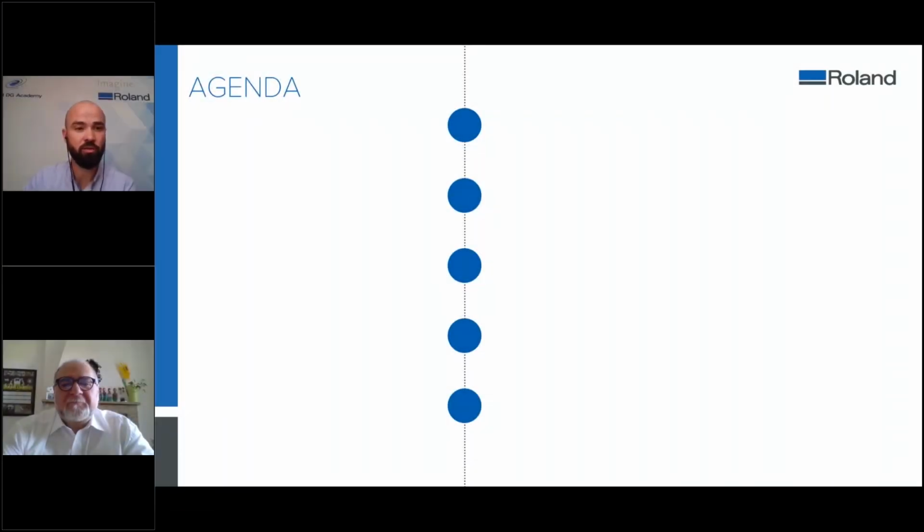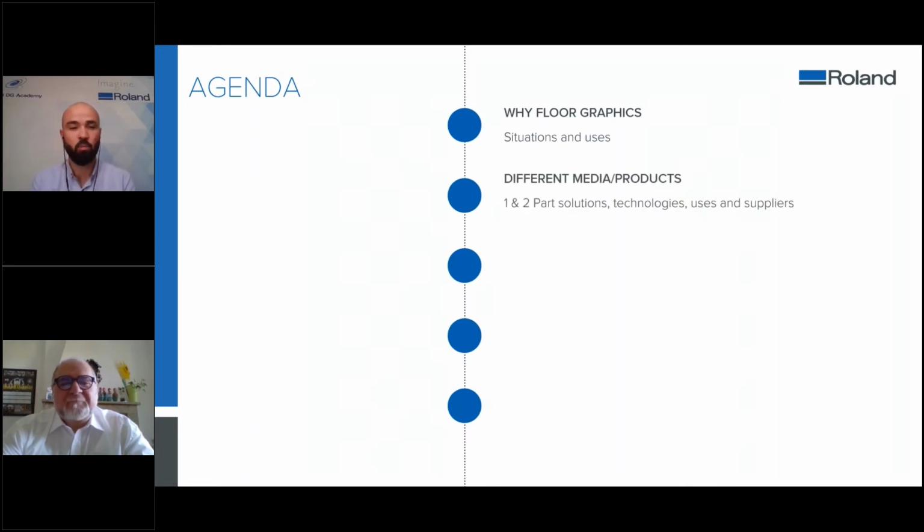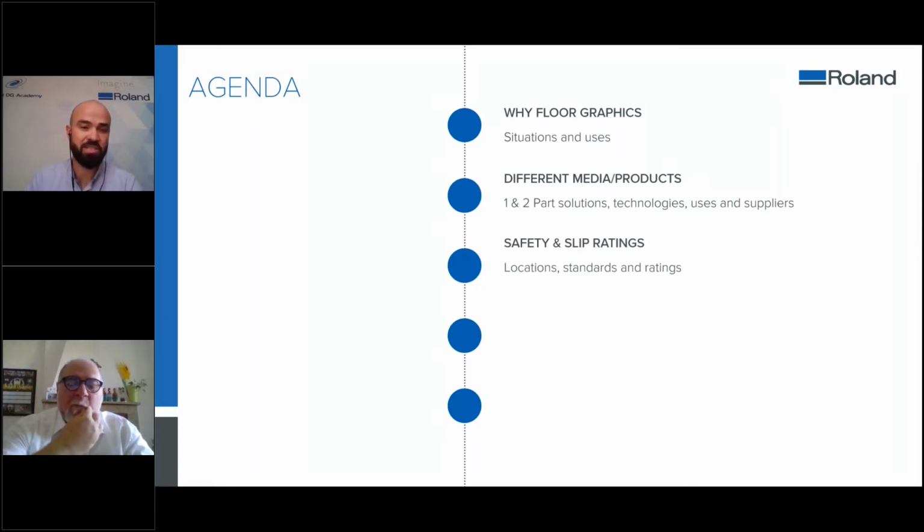We'll just pop on and look through the agenda for today. First of all, we're going to talk through why we have floor graphics and what the different situations and uses are for floor graphics. Next up, we're going to talk through the different media and product types that you use for floor graphics. So we're going to be looking at 1- and 2-part solutions, the different technologies and the uses and suppliers. We're going to be talking through safety, so slip ratings, locations, standards, and ratings for your products or your graphics.